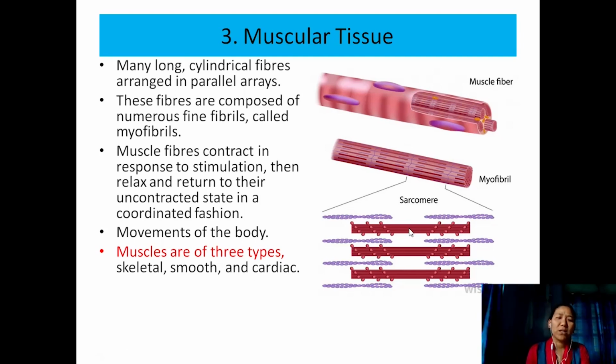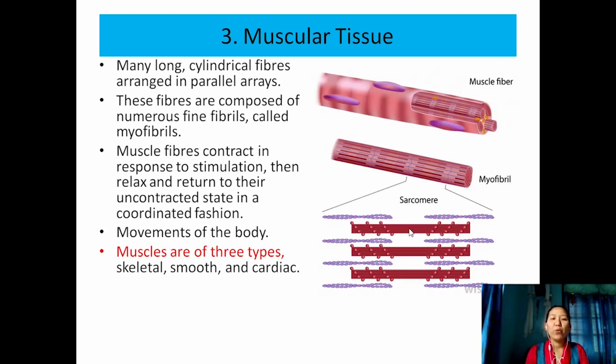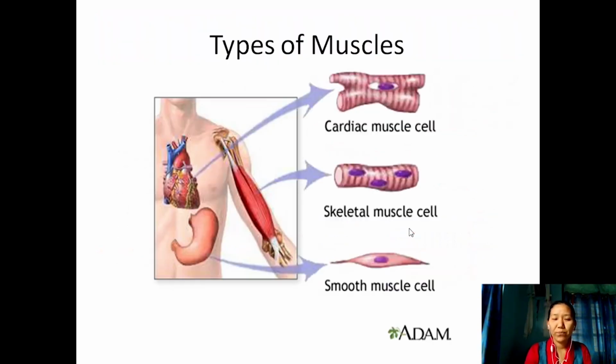Now these muscles, based on the location, we can have three types of muscles: skeletal muscle, smooth muscle, and cardiac muscle. Skeletal muscles are those muscles which are associated with the skeleton. So you can see in this arm, you can find the bone here to which these muscles are attached.